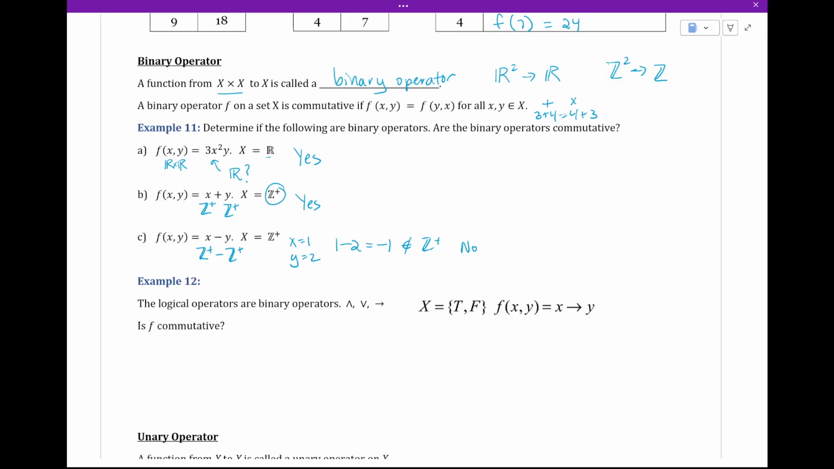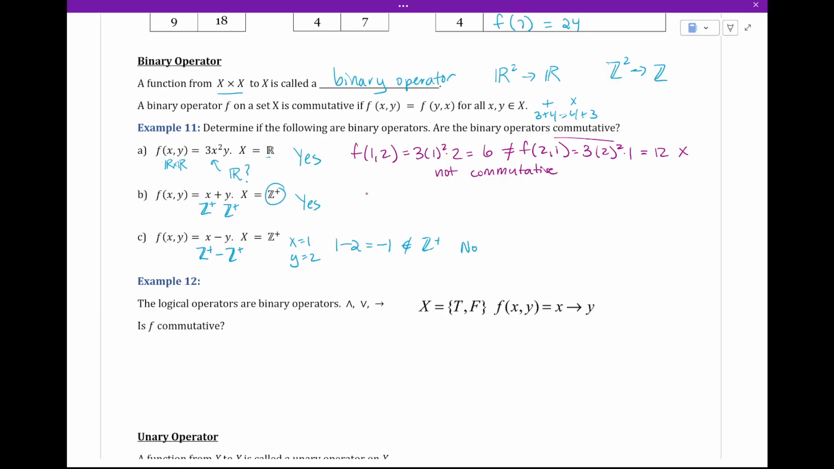So let's go back and answer the second question. Are they commutative? Let's see. I think this first one is probably not commutative. Let's try, what is f of 1, 2? If it's not commutative, I just need to find one example. That's 3 times 1 squared times 2, which is 6. What is f of 2, 1? That's 3 times 2 squared times 1, which is 3 times 4, which is 12. So those are not the same. Not commutative.